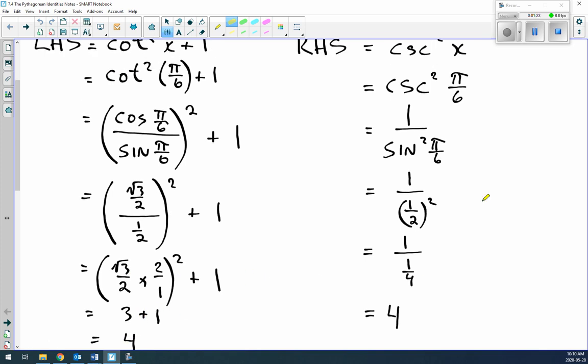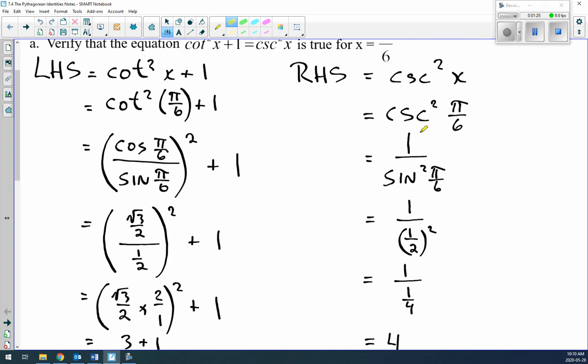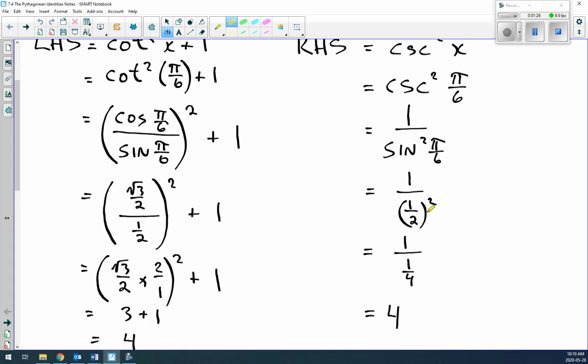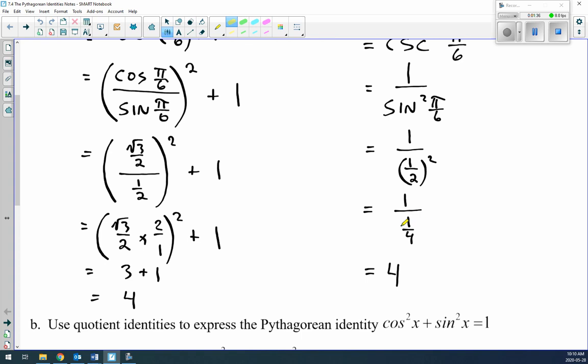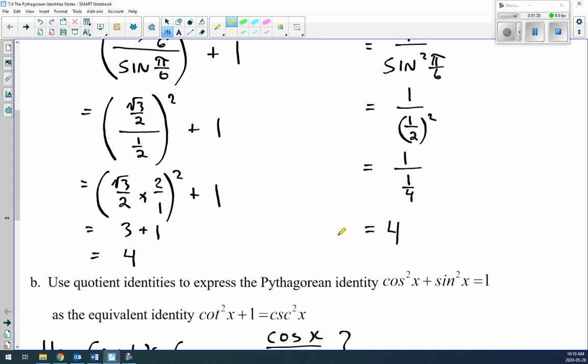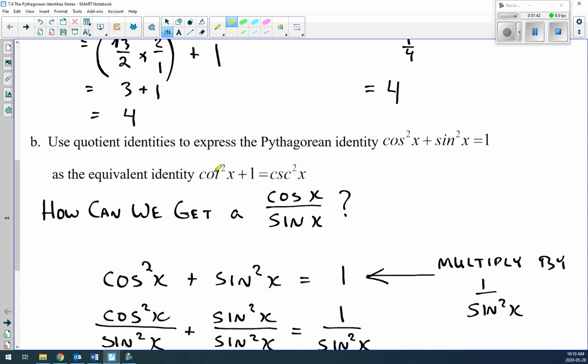Okay. Let's try the right-hand side. Cosecant, if you remember, is 1 over sine. So 1 over sine squared pi over 6. So find out what the sine of pi over 6 is, which is a half. We're going to square it, which is a quarter. So we got 1 divided by a quarter, which is 1 multiplied by the reciprocal, which is 4. So we proved left side equals right side. So it's just a matter of working through the numbers and seeing if left side equals right side.